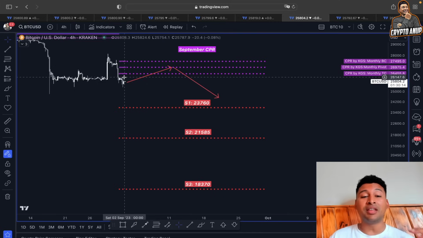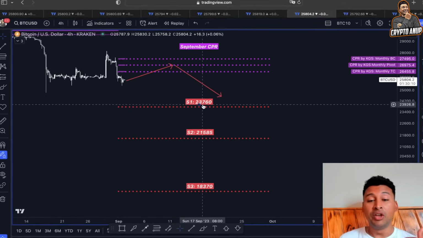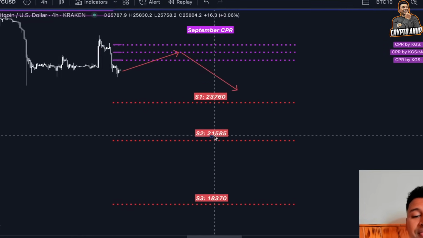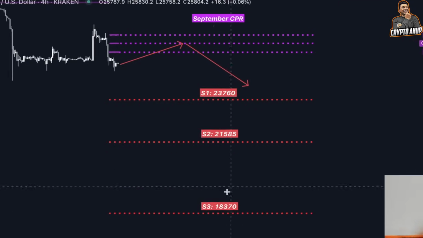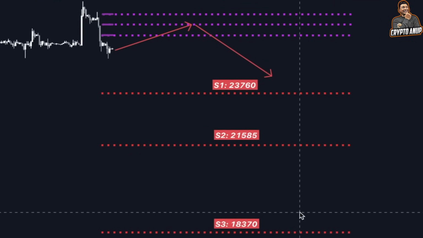And since the price is below the CPR line, the first target for this month of September is 23,760. S2 is 21,585, and the worst case target, the S3, is sitting around $18,370.